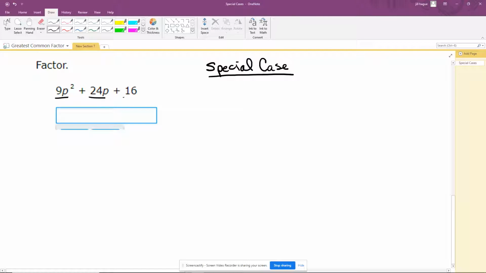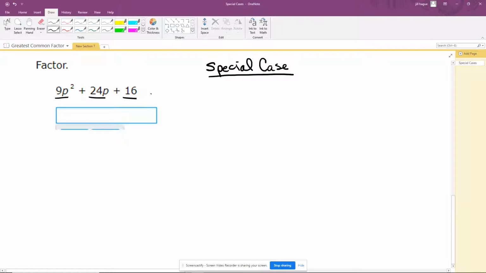The first thing we want to do is say, can we factor anything out of this? Can I factor a 3 out or a 9? I can factor a 3 out of a 9. I can factor a 3 out of 24, but I can't out of 16. I can't factor a 9 out of either of those, so there's no GCF. So I'm stuck factoring this.